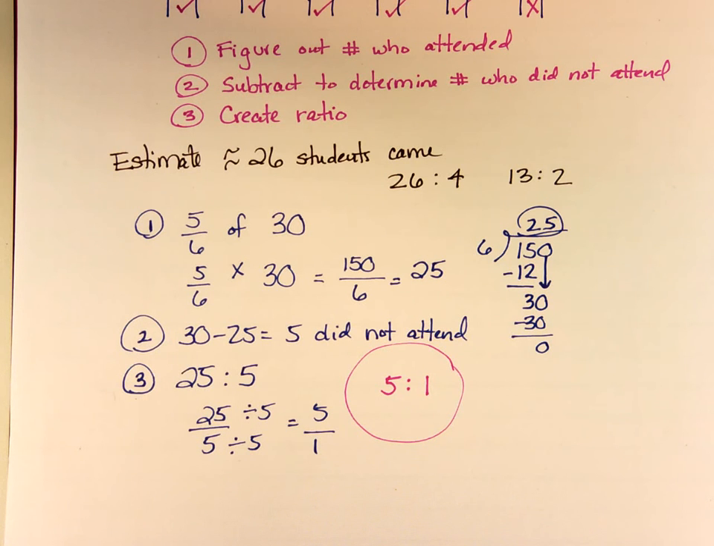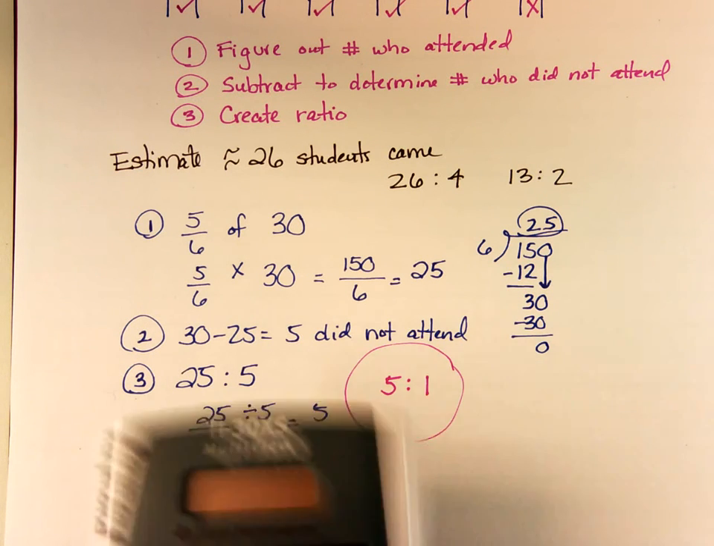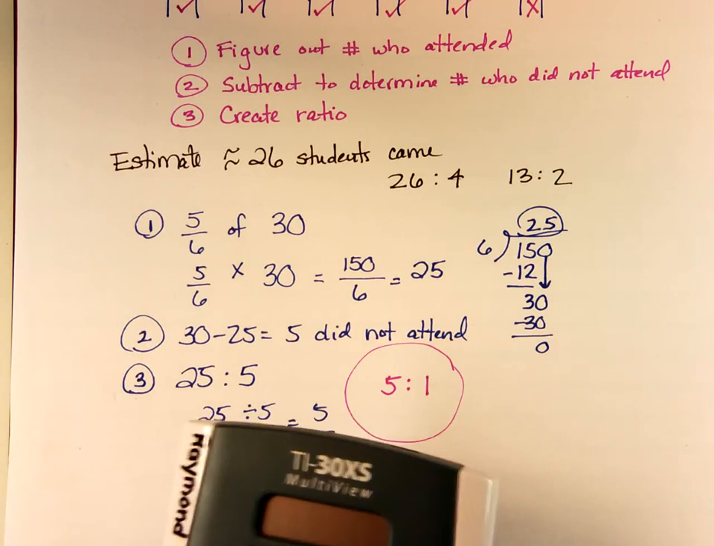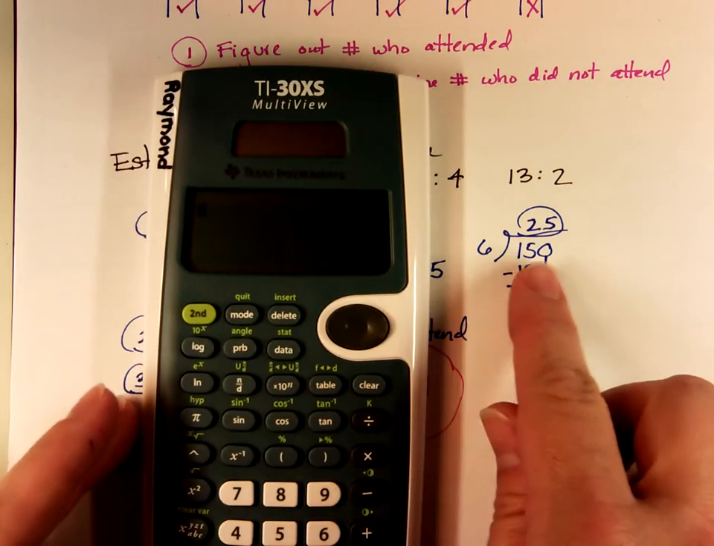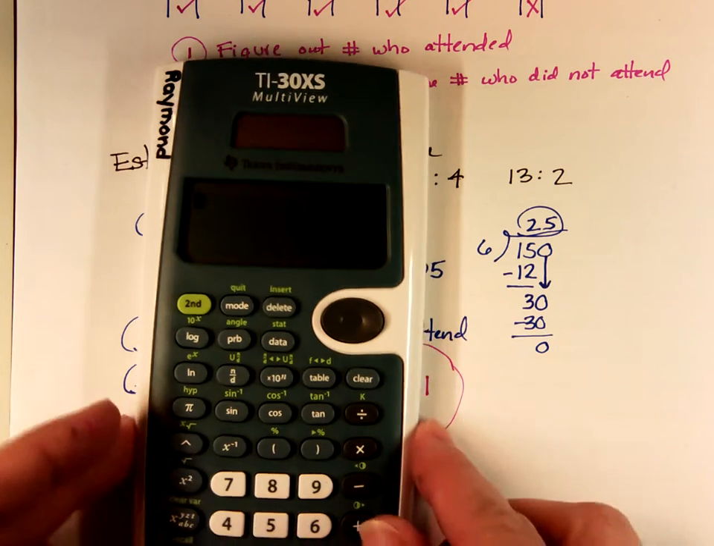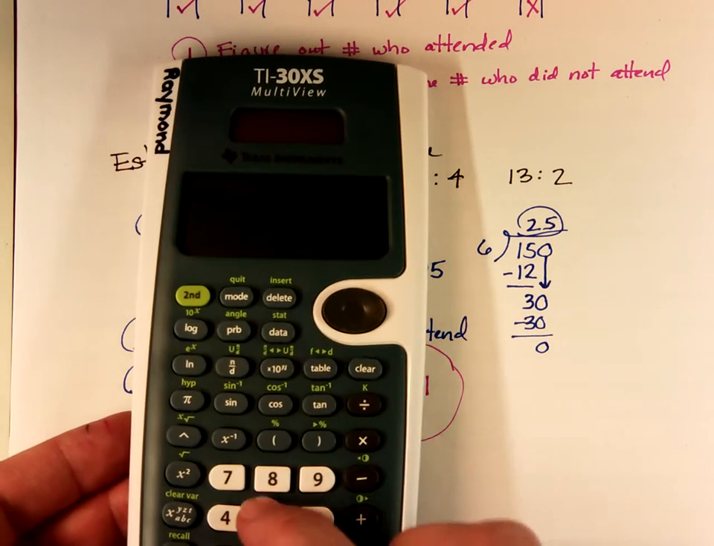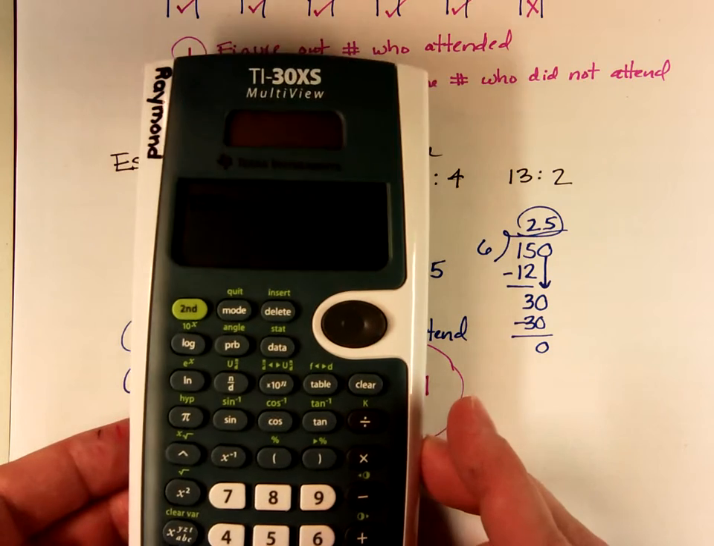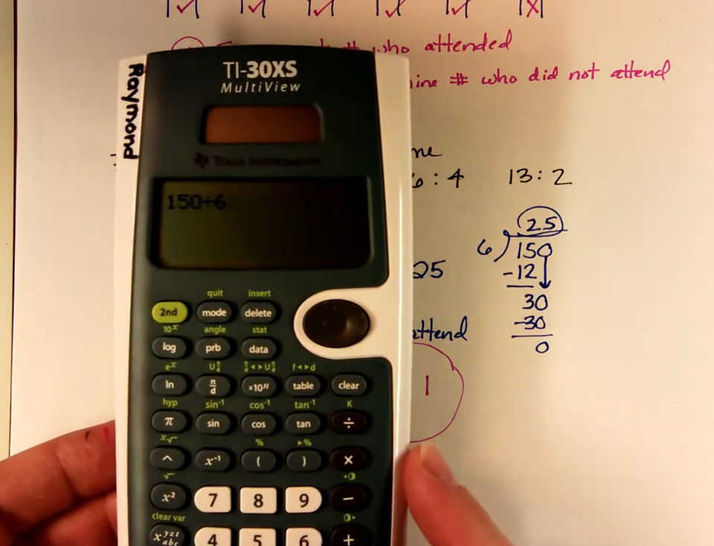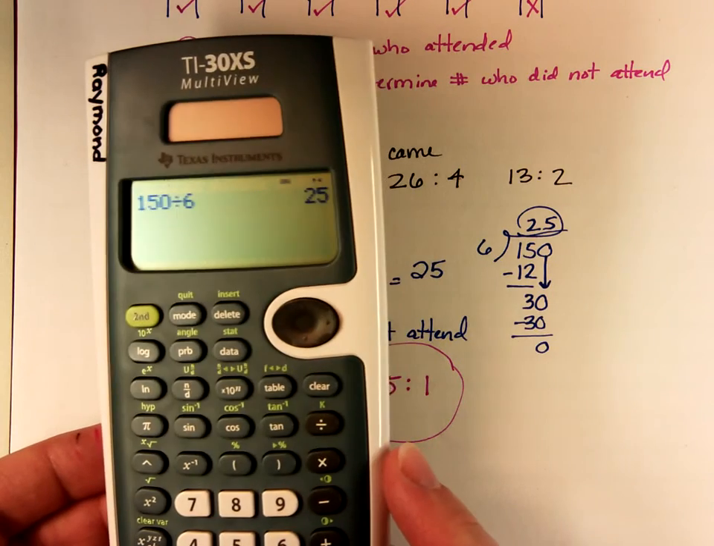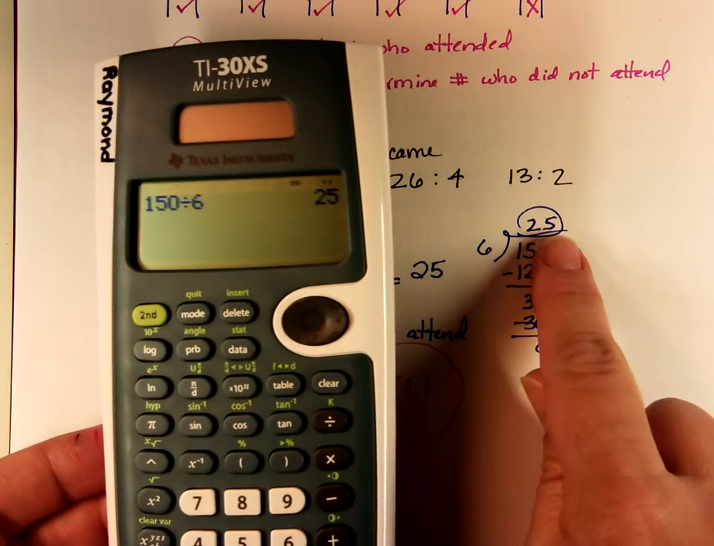Now, we're going to double check our math briefly. I want to make sure that I did my division correctly. I'm going to do 150 divided by 6. There we go, 25, and that's exactly what I have. Check.